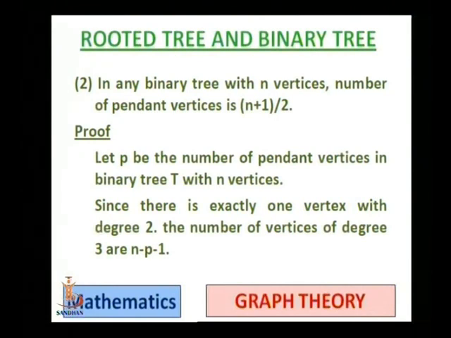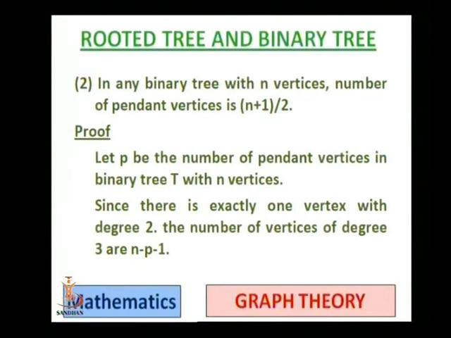We know the number of vertices of degree 2 is exactly 1. Now we are finding the number of vertices with degree 1, that is pendant vertices. If we can find this number, then obviously we can get the third number, that is the number of vertices with degree 3. This property gives the proof that the number of pendant vertices in any binary tree with exactly n vertices is n plus 1 by 2. That number makes sense because n is an odd number, so n plus 1 will be an even number, and even divided by 2 is an integer.